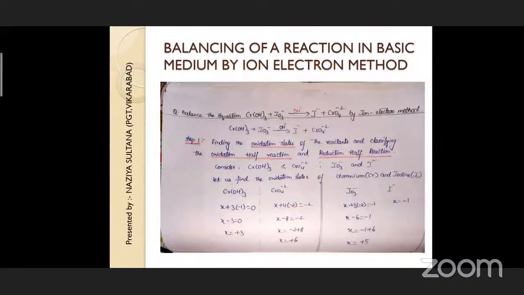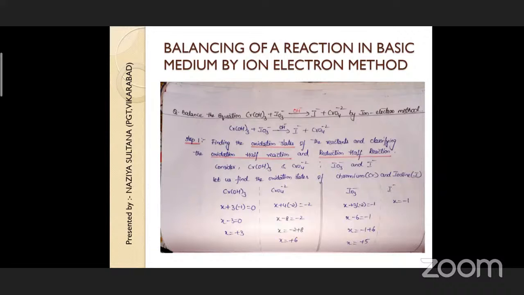Balancing of the reaction in the basic medium. What we have to do is first find out the changes in the oxidation states, classify the reaction into oxidation half reaction and reduction half reaction, and balance the other atoms, the elements other than hydrogen and oxygen. Then comes the balancing of oxygen, then hydrogen, then the electrons. This is the sequence you need to know. You have to keep it in mind.